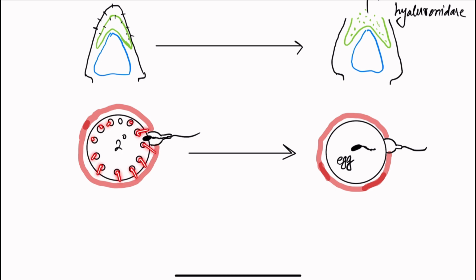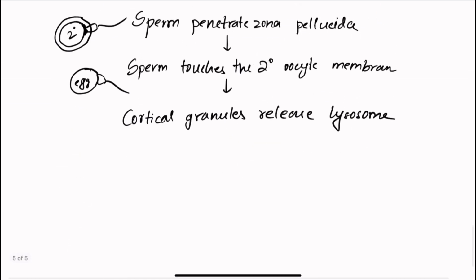What does lysosome do? These lysosome deactivate the GP3 proteins, as a result of which no other sperms are now able to penetrate the egg. Only one, and I repeat, only one sperm is able to penetrate the egg. So there's no tension of polyspermy.